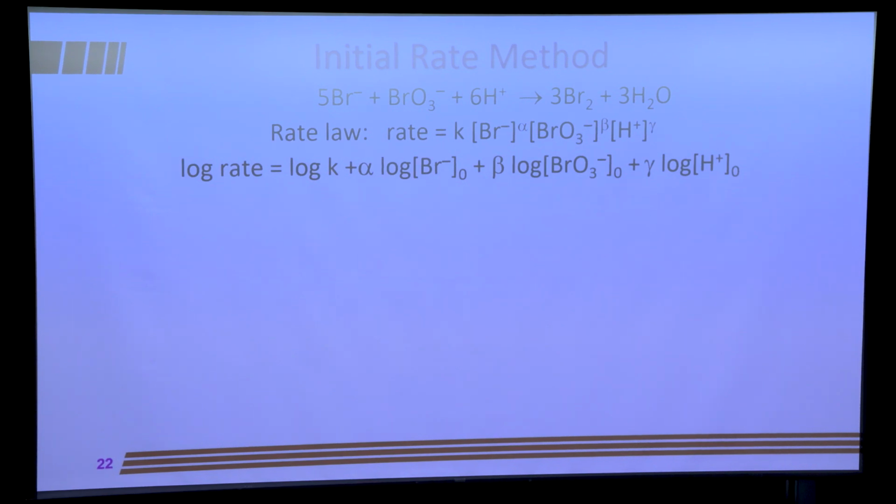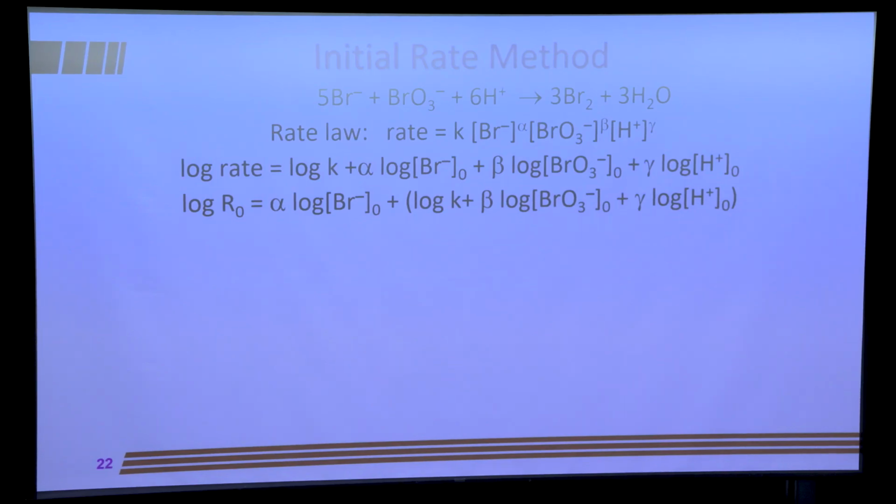We'll just rewrite this again. The log of the initial rate is equal to alpha log the initial concentration of Br minus, plus a constant. So we lump all of the other species into a constant. Now we have this equation, y is equal to mx plus c.